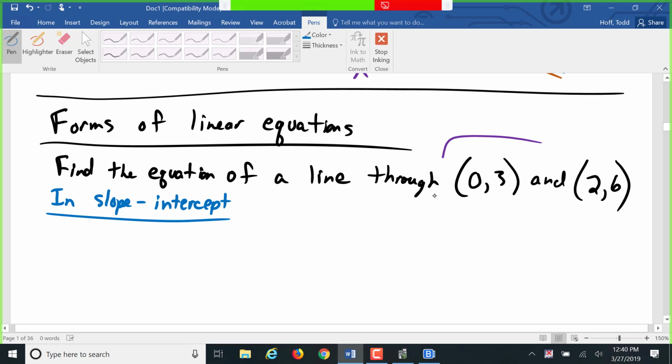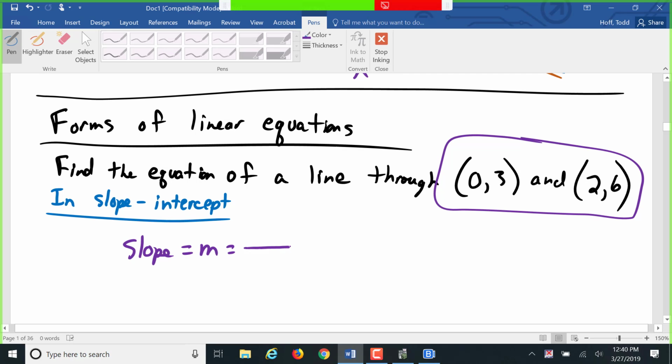So what we're given, these 2 points, there's actually 2 pieces of information that we're being given here. First, you can find the slope. Remember, our slope formula is y2 minus y1 over x2 minus x1. So here that's going to be y2 is 6 minus y1 of 3, x2 is 2 minus x1 of 0. So 6 minus 3 is 3. 2 minus 0 is 2. So we have a slope of 3 over 2.